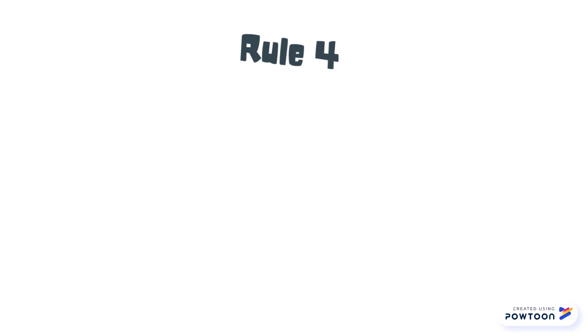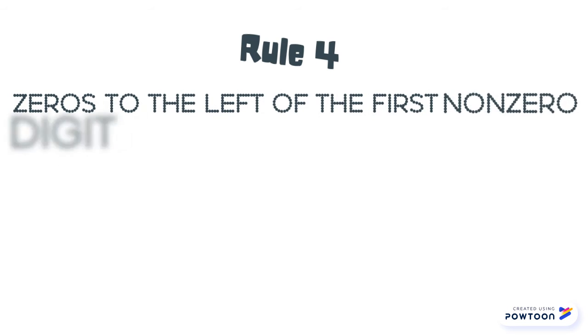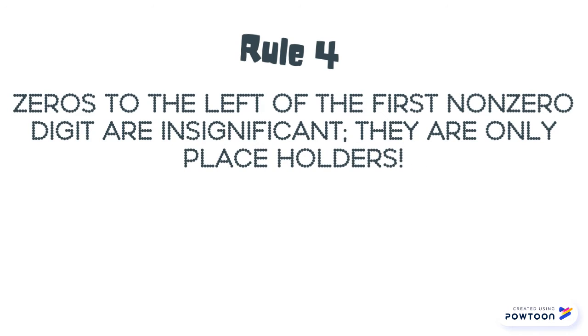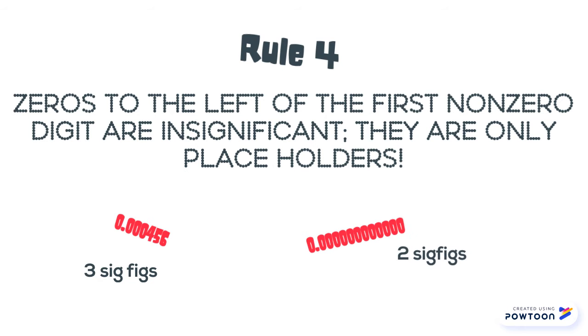Rule number 4 says that zeros to the left of the first non-zero digit in a decimal number are insignificant and that they're only placeholders. So in this number, there's only 3 sig figs because the zeros are to the left of the 4. The same thing for this number. Because they're to the left of the 5, they don't count.